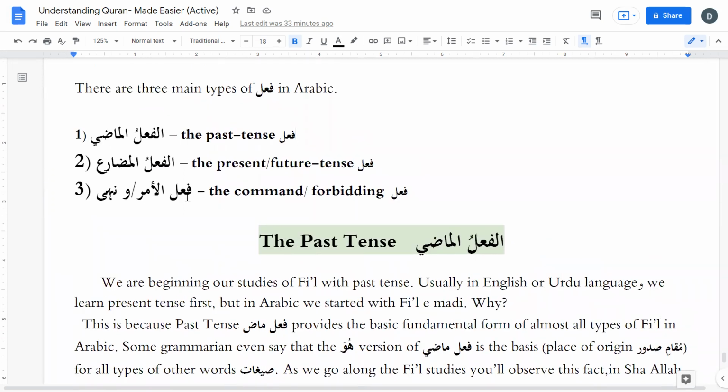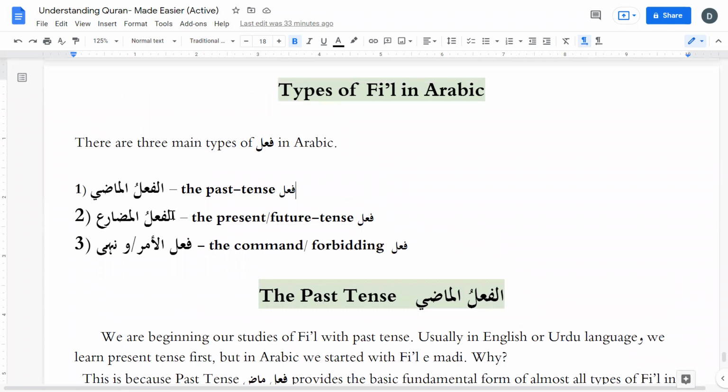First, we learned that there are mainly 3 types of fi'l in Arabic. The past tense, الفعل الماضي, and then we have فعل المضارع, which is present and future tense both. So it has both meanings, present as well as future tense. And then the third one is فعل أمر, commanding and forbidding. So mainly 3 types of fi'l in Arabic.